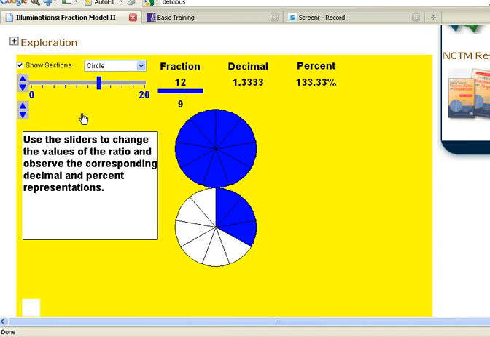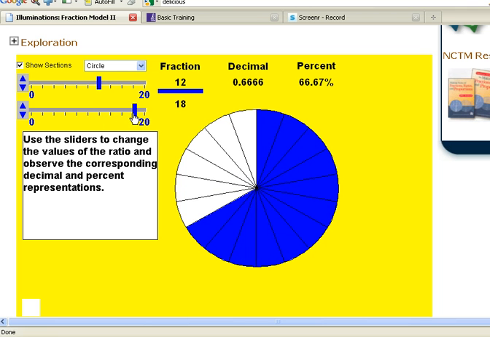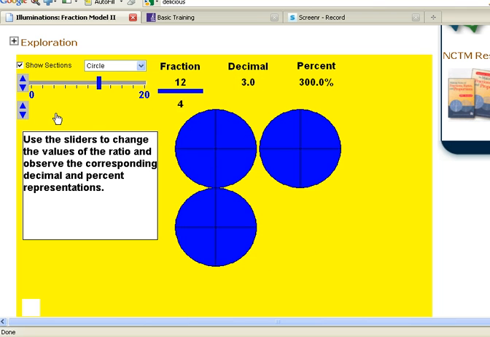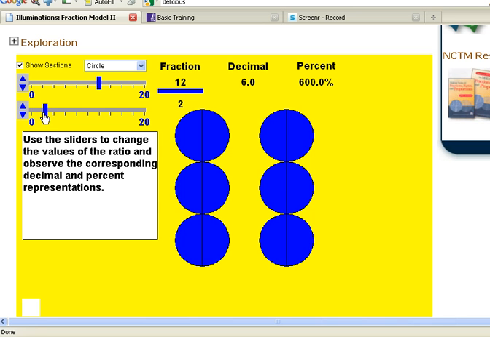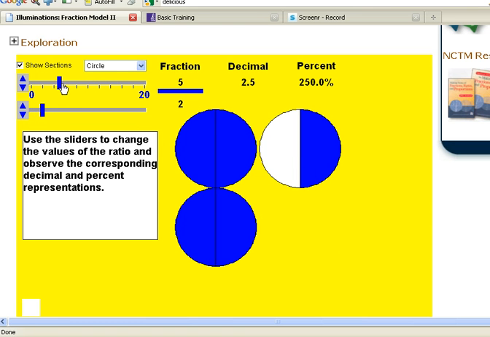You can work with these sliders and increase the number of parts that make up the whole, or decrease the number of parts that make up the whole. And you can increase or decrease the numerator.